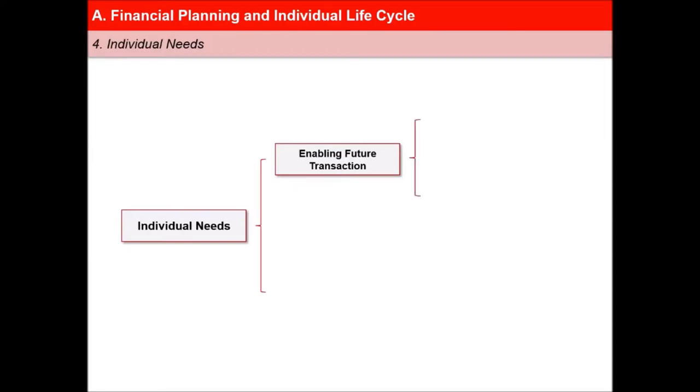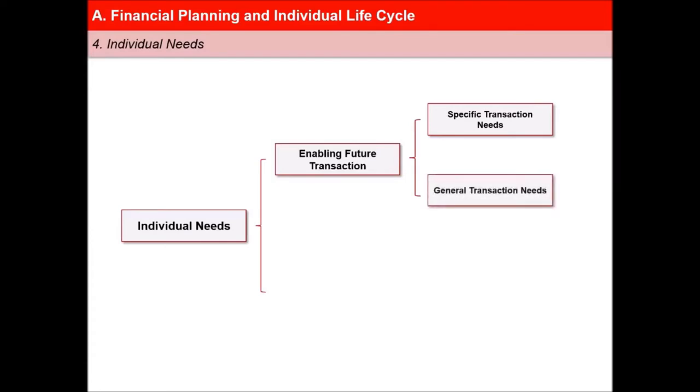Specific transaction needs, which are linked to specific life events that require a commitment of resources. For example, purchase of a house or consumer durables. And general transaction needs, which means the amount set aside from current consumption without being earmarked for any specific purposes. These are popularly termed as future provisions.